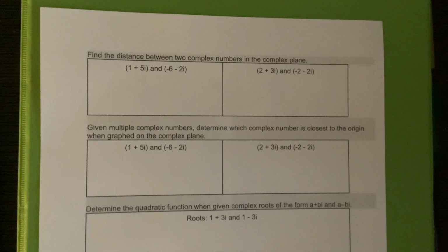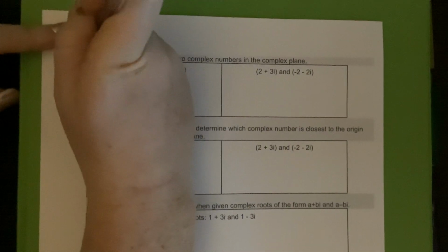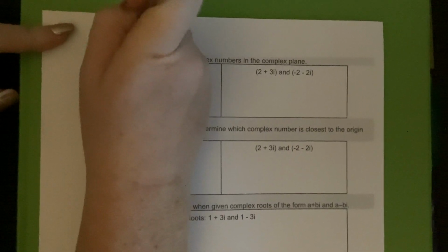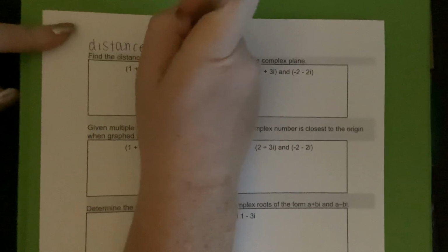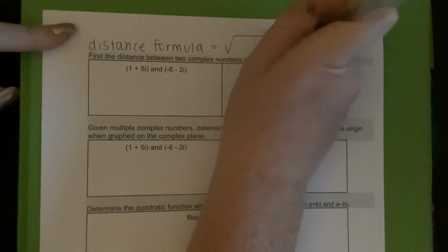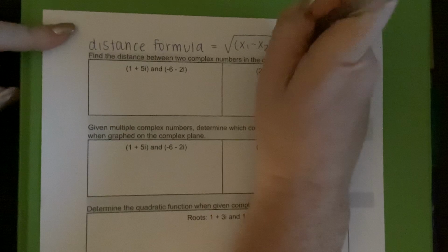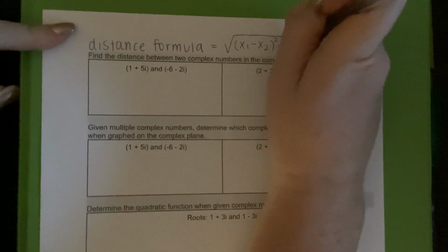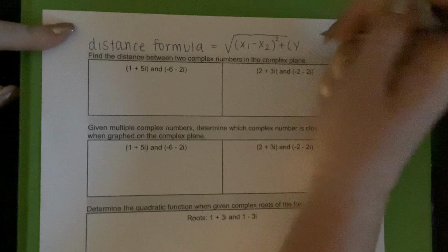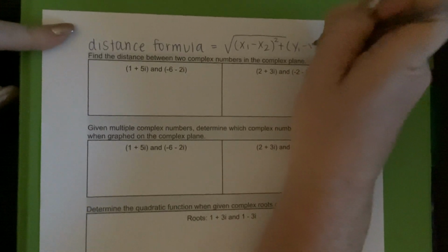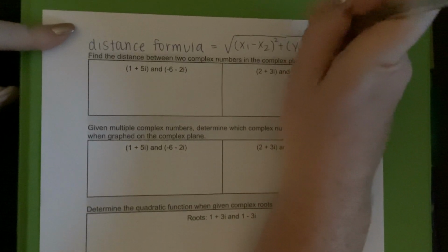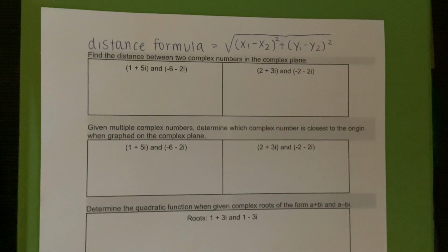Okay, last page, here we go. Find the distance between two complex numbers. So the distance is going to just be the distance formula. The distance formula is the square root of x1 minus x2 squared, and then y1 minus y2 squared. Pick which one you want to be your x's, pick which one you want to be your y's.